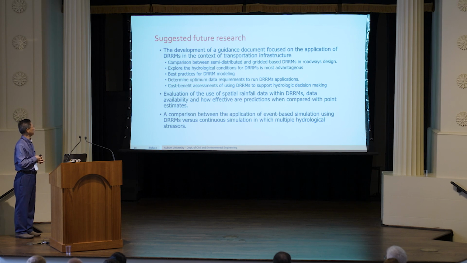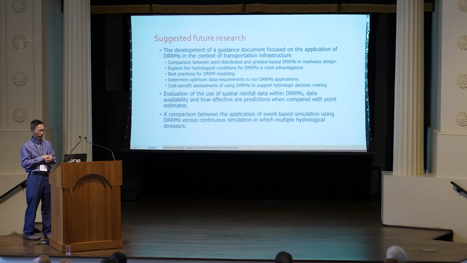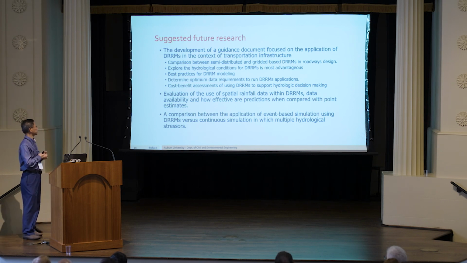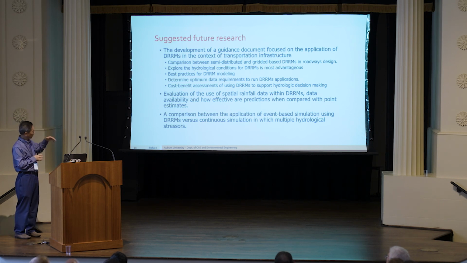The next type of research could be to evaluate the use of spatial rainfall data with the DRM: data availability, and how effective are predictions compared with the point estimate, like Dr. Lai mentioned with the SRH-2D watershed model. They use radar rainfall. I think one of the interviews and studies also used radar rainfall, but for most of the DRM applications, they use the point design rainfall. So this is dealing with spatial rainfall data. Like the example Dr. Lai mentioned, in that watershed you have about 30 different mesh grids, and you have the rainfall distribution over there. So this could be some of the research connected to the DRM.